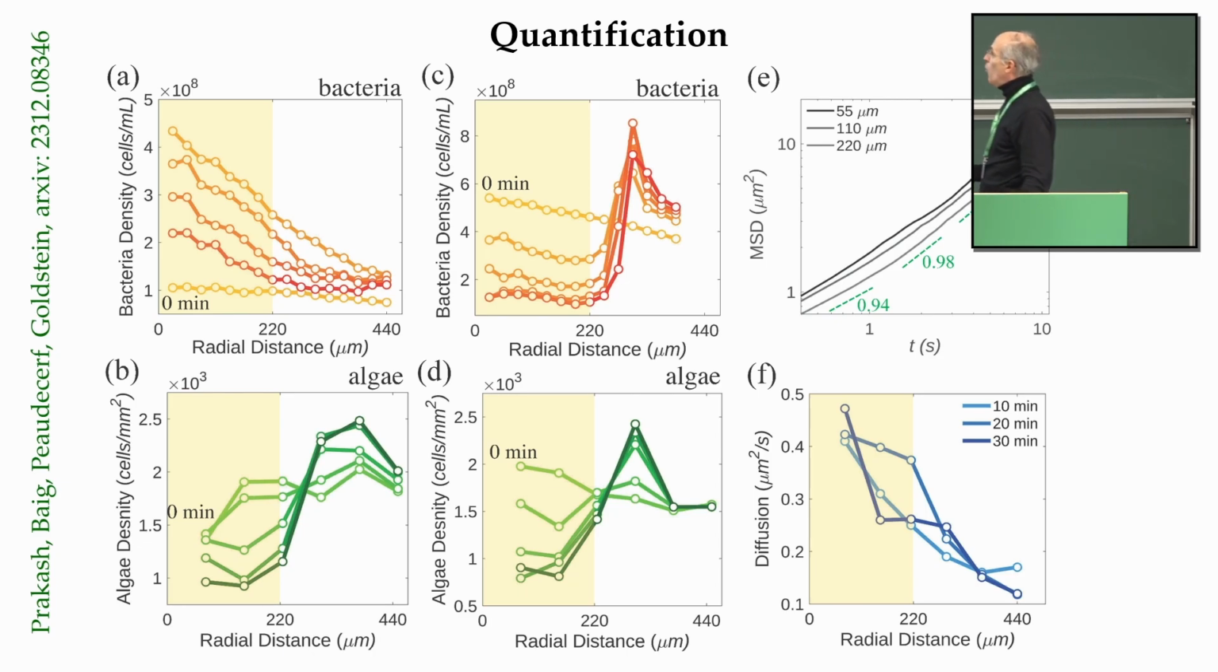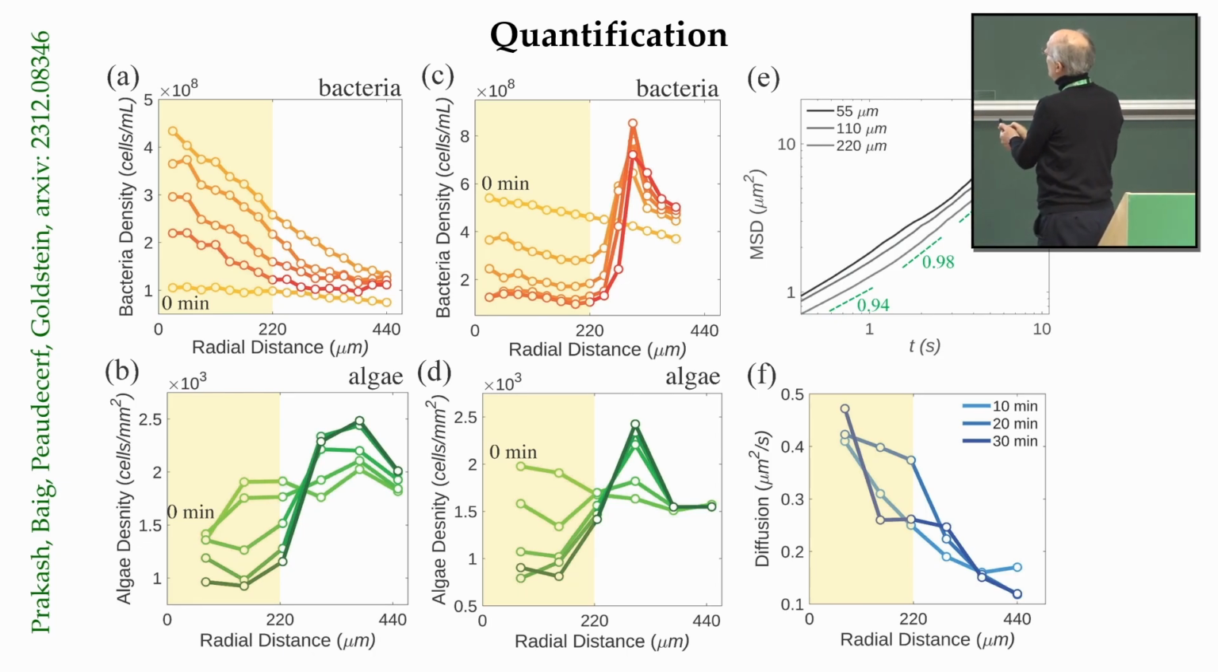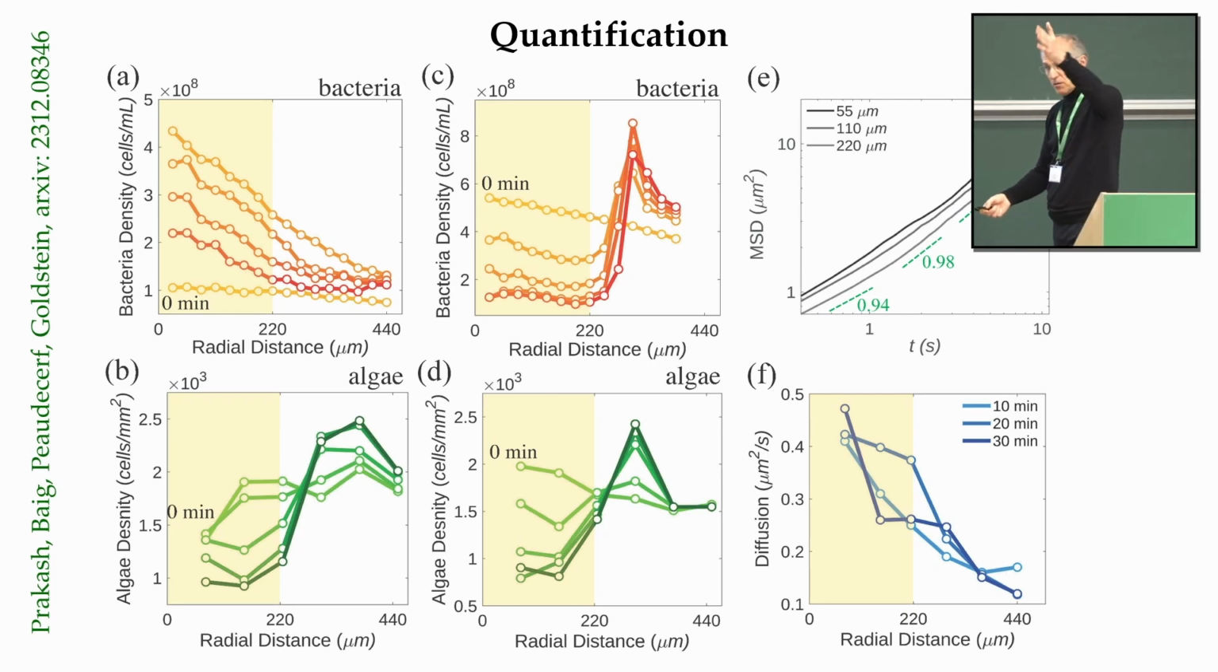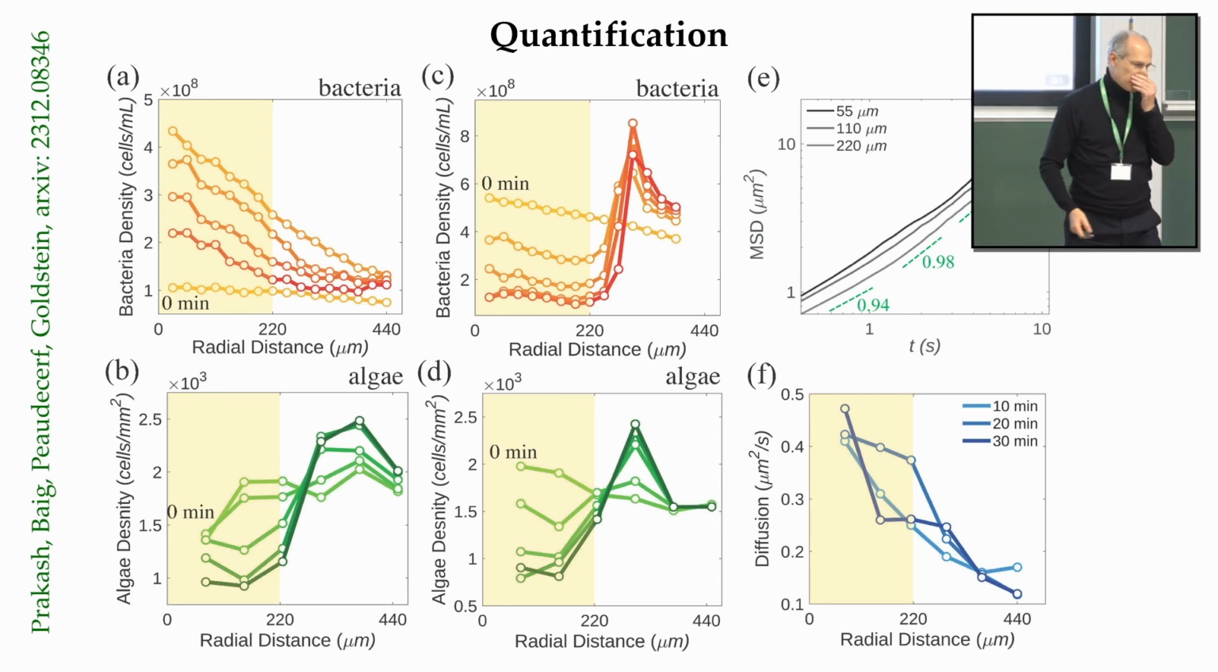But if you wanted to define an effective diffusivity, say by asking at what point the slope is locally 1, and plot that as a function of distance from the center, what you see is a very strong gradient in diffusivity from the center of the drop, the center of the illuminated region, outward.